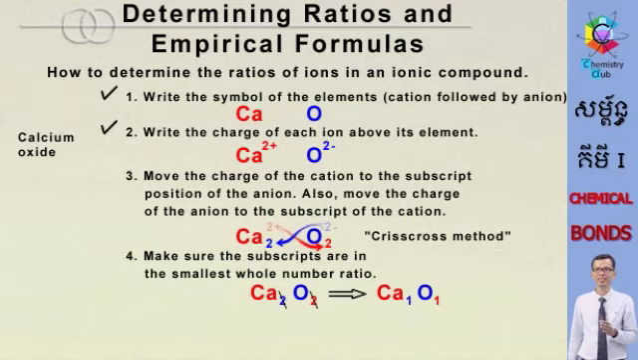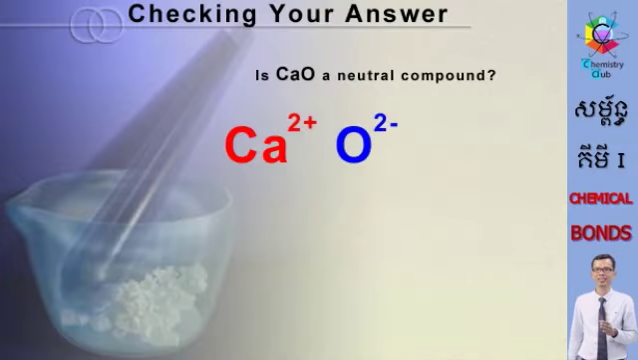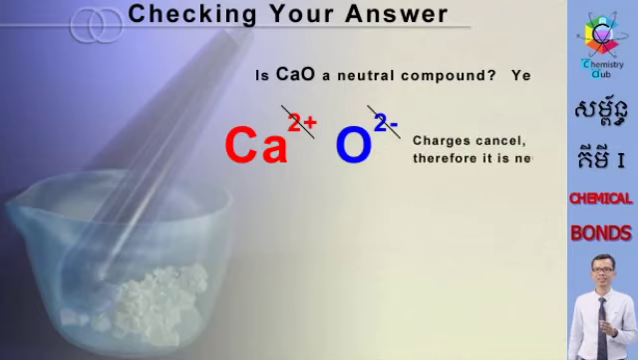Finally, if a 1 is present as a subscript, it can be dropped, since a lack of a subscript means that only one ion is present. Consequently, the empirical formula for calcium oxide is written as CaO. One way to check your answer is to make sure that the final compound is neutral. One calcium ion has a charge of 2+, and one oxide ion has a charge of 2-. 2+ and 2- cancel each other, yielding a neutral compound.